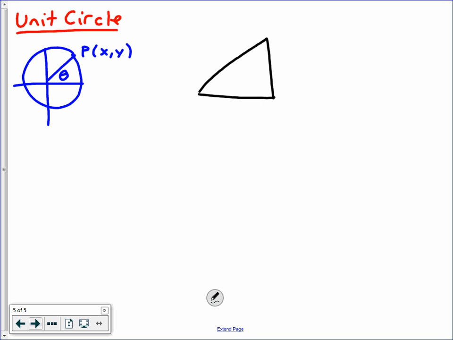I'm going to show you guys how the entire circle works right now. Stay with me here, please.